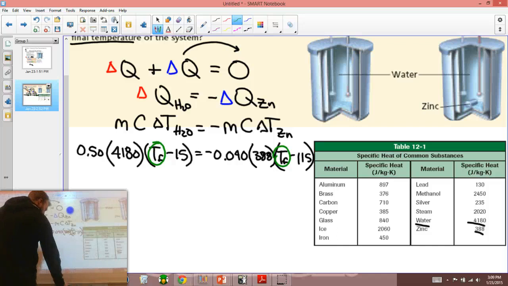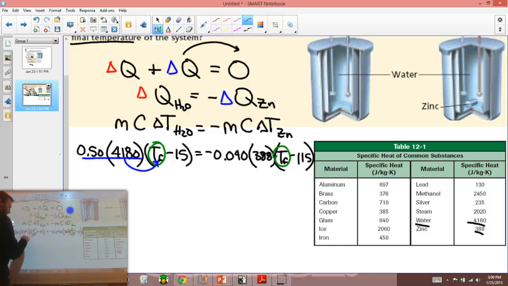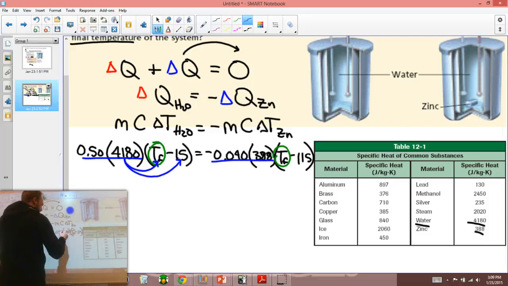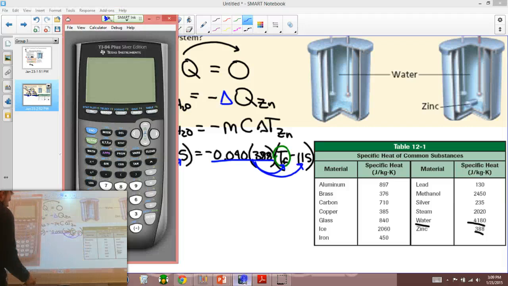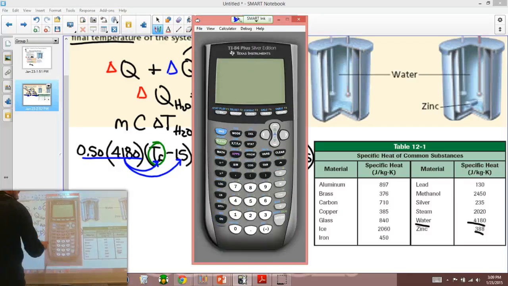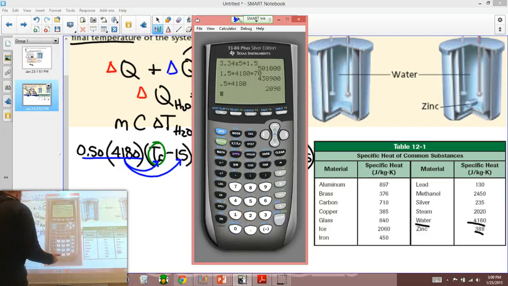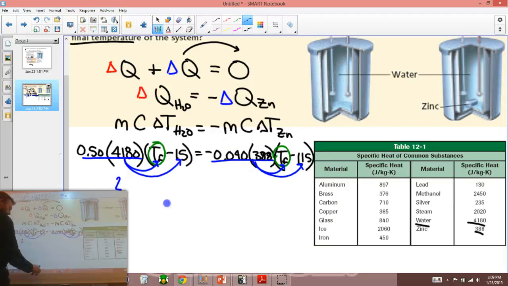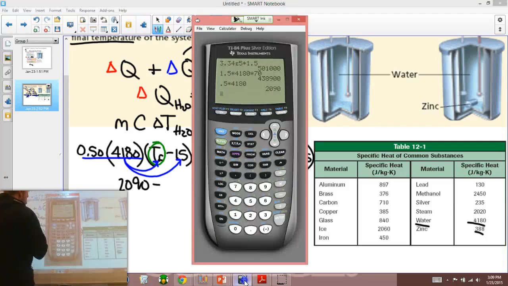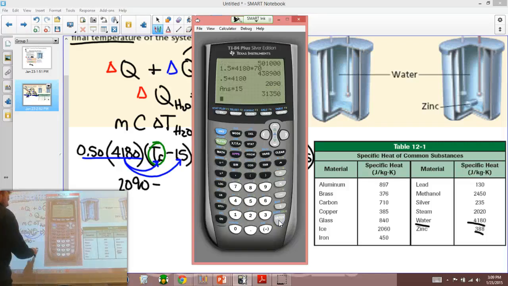Now this is just a big algebra problem. I'm going to multiply these things together and then distribute it. And I'm going to do the same thing over here, multiply it together, and then distribute it. So I'm going to pull out my calculator. Let's do this here first: 0.5 times 4180 comes out to be 2090. So 2090 TF minus 2090 times 15, which comes out to 31350.